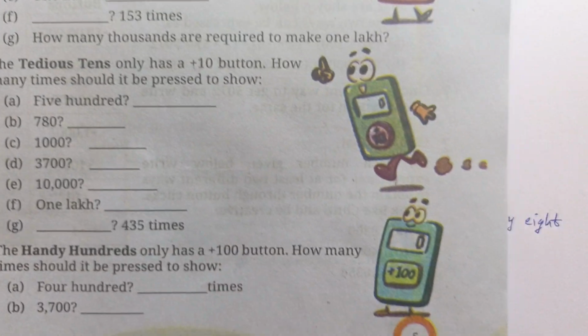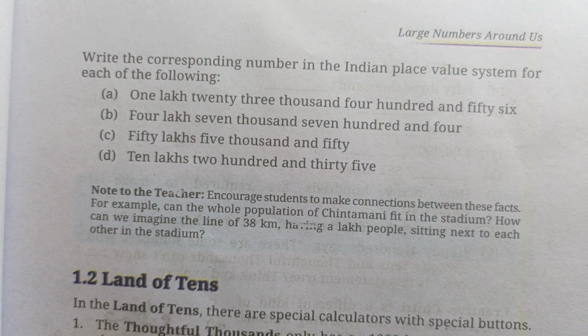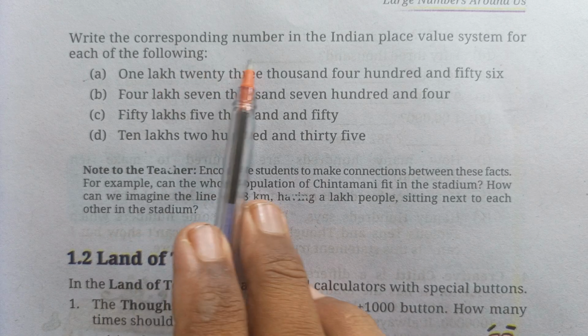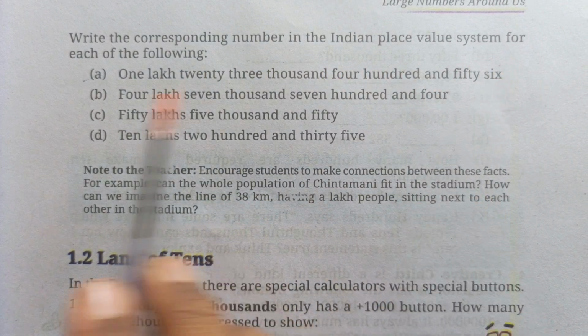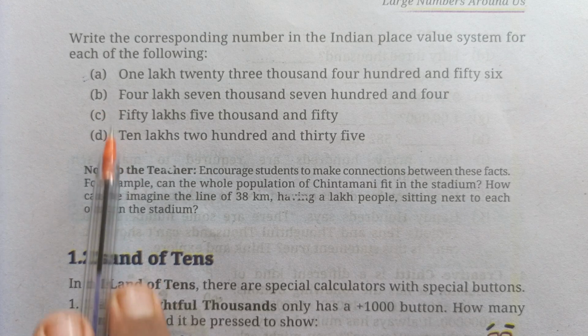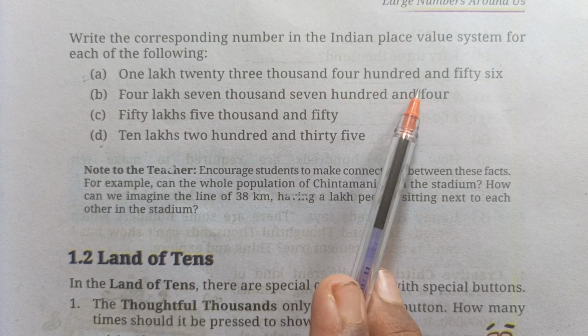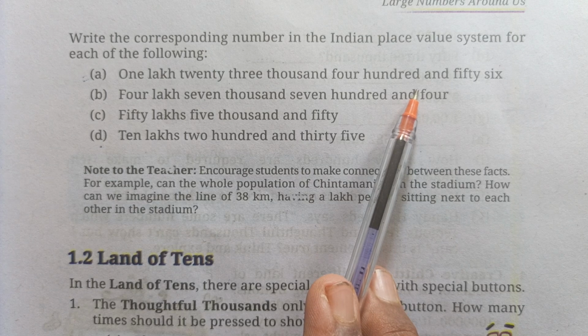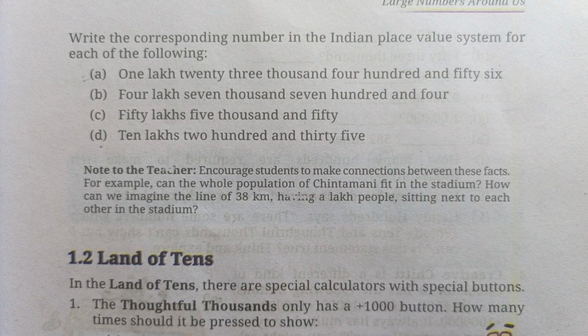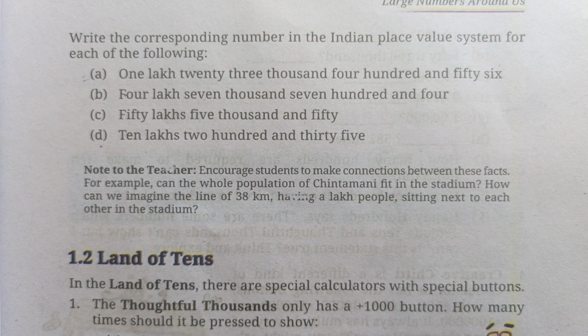Next, in the fifth page, page number 5, they gave one more question. Write the corresponding number in the Indian place value system for each of the following. Here also four bits are given. They gave them in word form. We have to write the numbers as per the Indian place value system. So the first one is 1,23,456.